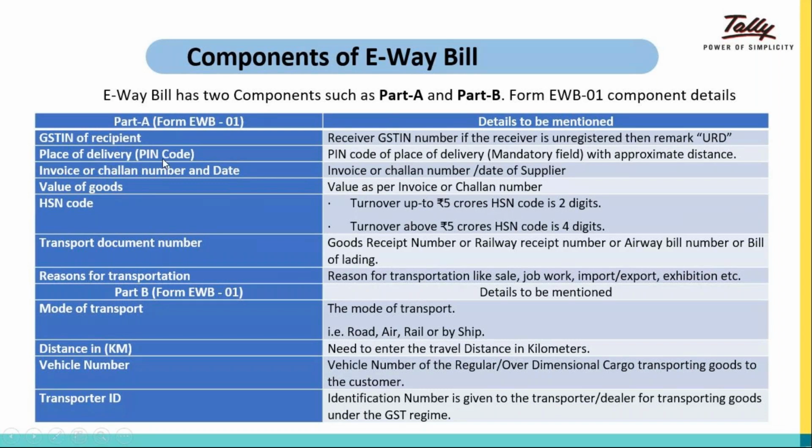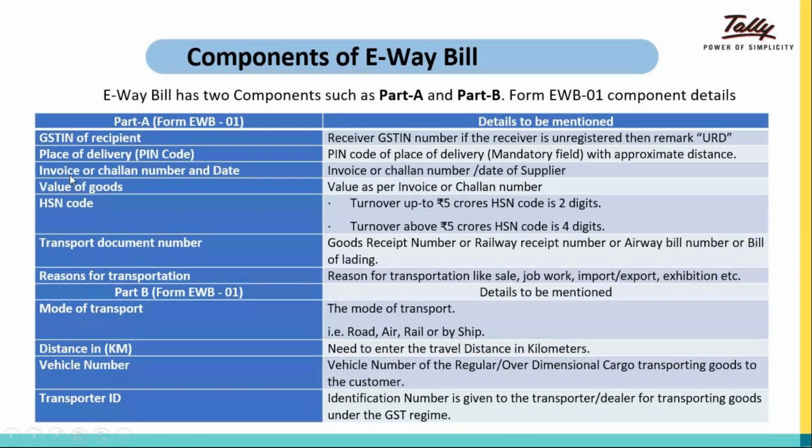Next we have to provide the place of delivery pin code. The pin code is mandatory, so without it you cannot generate your e-way bill. Place of delivery means the location where the transportation will go and reach. That means this is the place where we are supposed to send the goods, so that particular location's pin code is required. Here it says pin code of place of delivery with approximate distance. We have to calculate the approximate distance and provide it, whether it is 200 kilometers, 300 kilometers, or whatever it is.